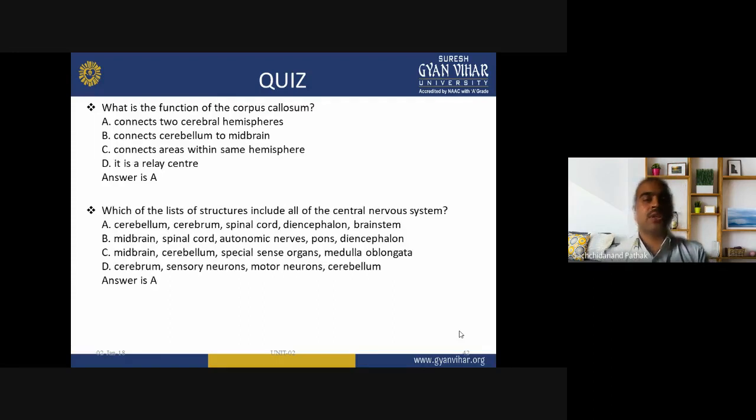What is the function of the corpus callosum? Corpus callosum will connect the hemispheres. So yes, answer A is correct. It will connect the two cerebral hemispheres.